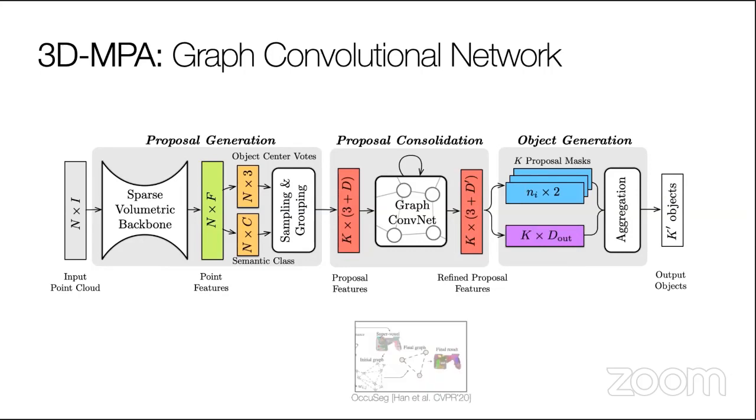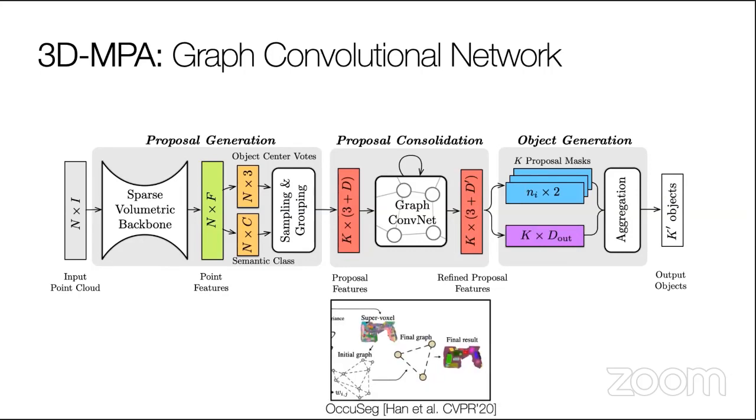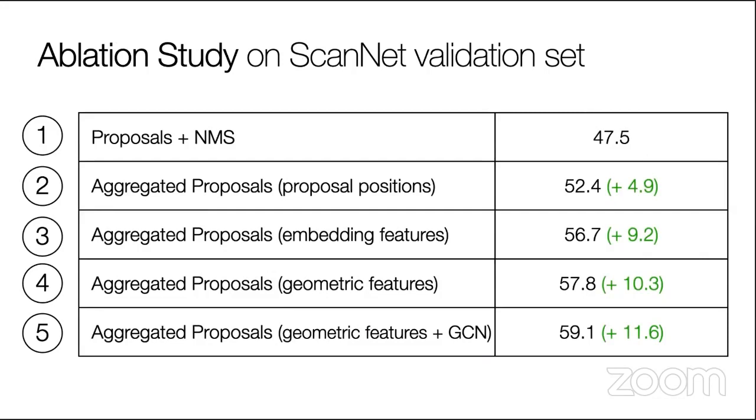In a way, our proposals with the associated points can also be interpreted as a type of oversegmentation of the 3D scene, similar to the supervoxels in OccuSeg, which also relies on the graph to merge multiple supervoxels. In our experiments, we were able to observe an additional small improvement due to the graph convolutional network.